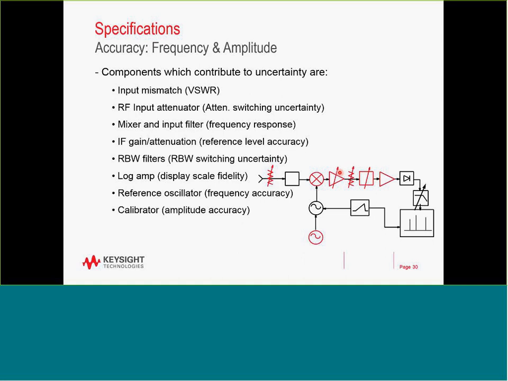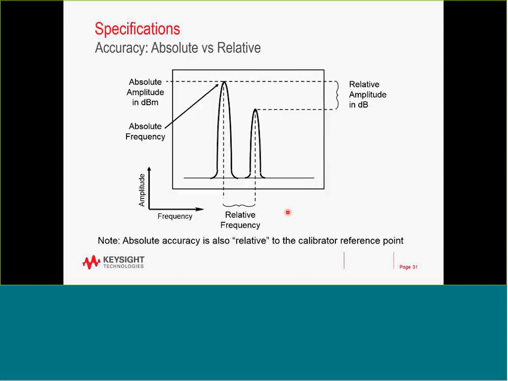The attenuator will have an impact on the reference level accuracy. The resolution bandwidth filter will have a resolution bandwidth switching uncertainty, but we'll see that with the modern spectrum analyzers, it's very low. Then you have the log amplifier, which creates the display scale fidelity uncertainty. The reference oscillator acts on the frequency accuracy. And within the analyzer, there's the calibrator, and the calibrator is not perfect, so it has some amplitude accuracy.